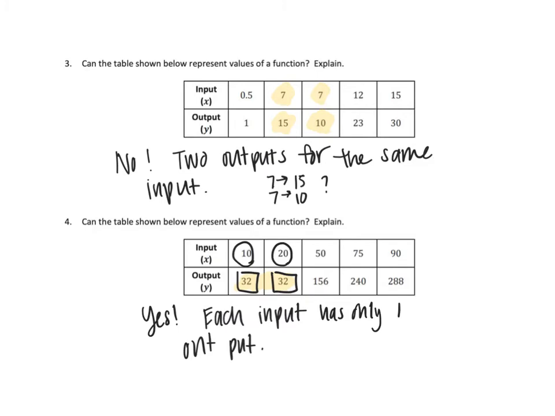Let me know if you have questions about that one. I know that might seem tricky, but again, we can have the same output for different inputs. It just can't be the same input. All right, moving on to the next slide.